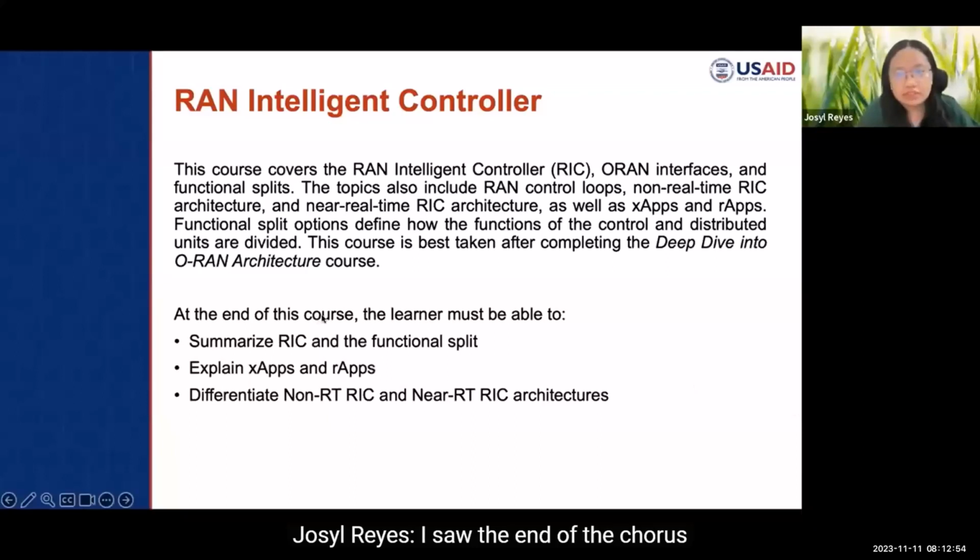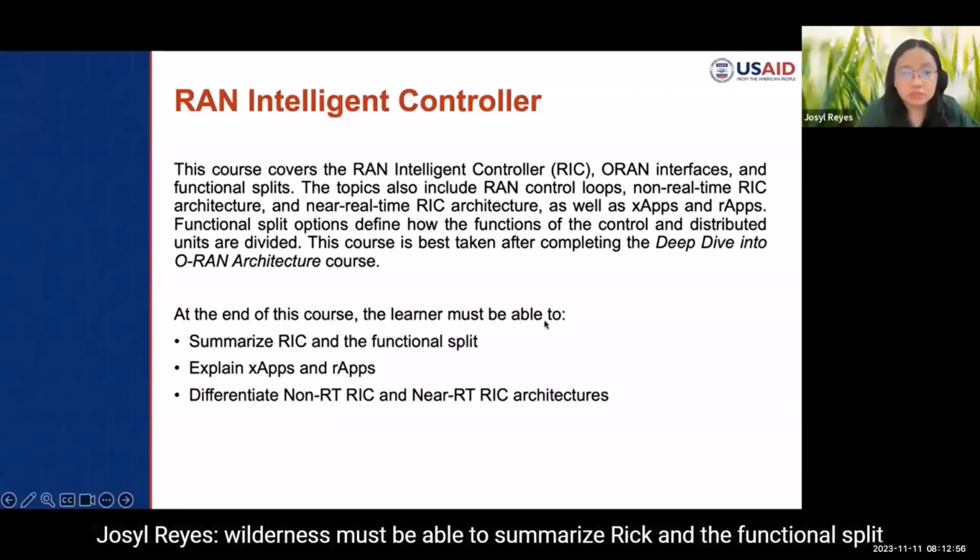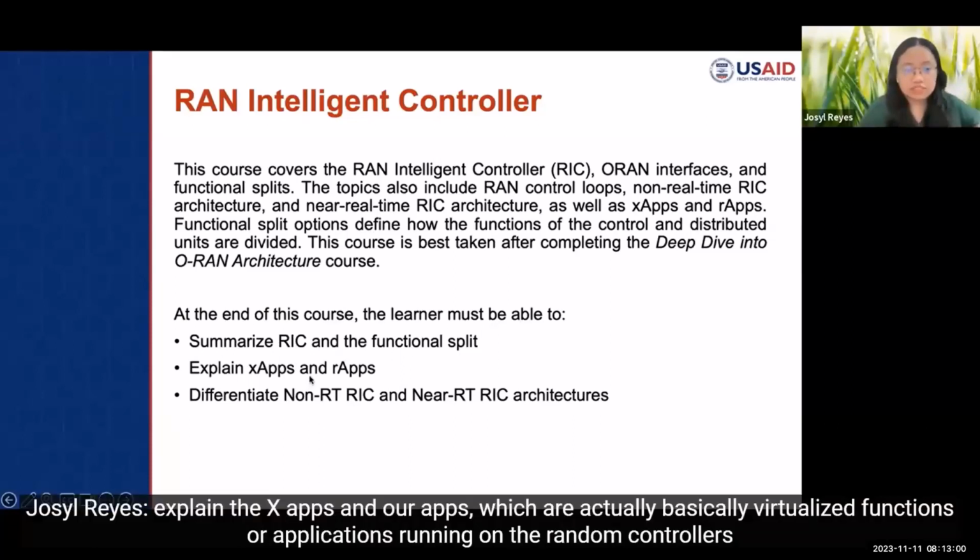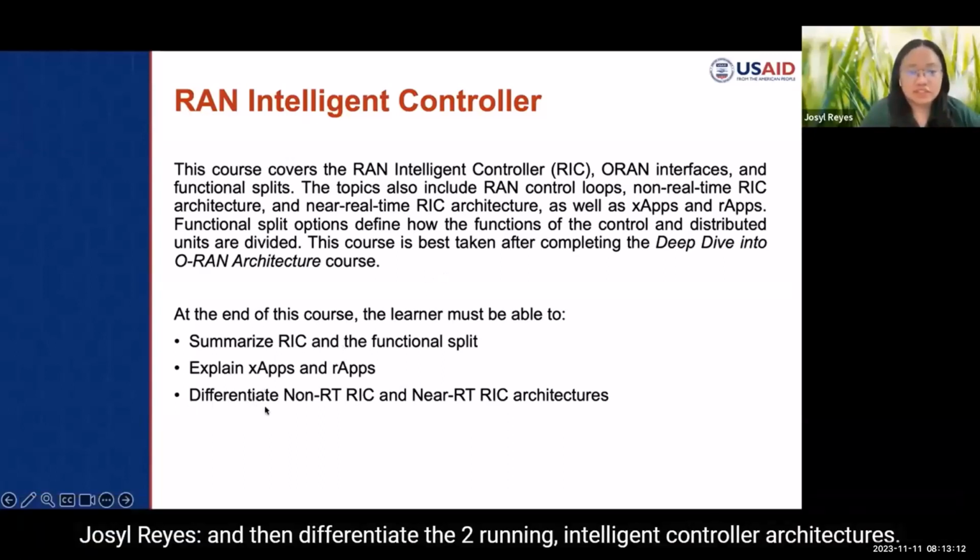Okay, so at the end of the course, the learner must be able to summarize the RIC, then the functional split, explain the xApps and rApps, which are basically virtualized functions or applications running on the RAN intelligent controllers, and then differentiate the two RAN intelligent controller architectures.